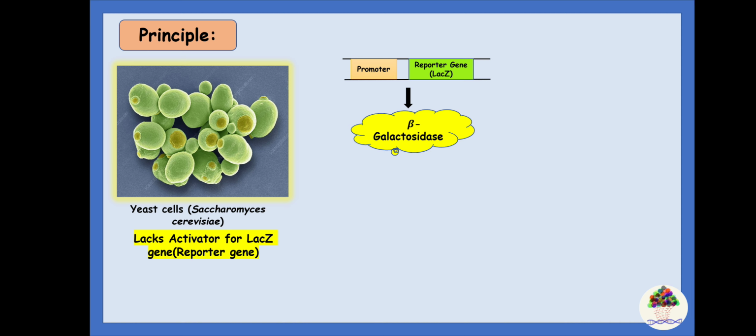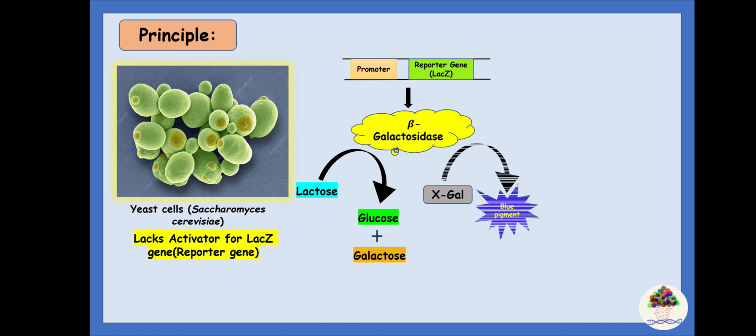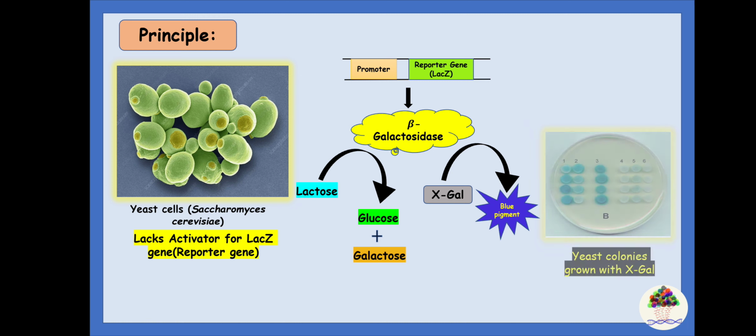Beta galactosidase is the enzyme which converts lactose to glucose and galactose. It breaks down lactose to form glucose and galactose. Then it can also convert X-gal into a chromogenic substance. It produces a blue pigment after breaking down X-gal. So the yeast colonies which appear blue indicate that the yeast cells are producing beta galactosidase, and that's why the colonies are blue.